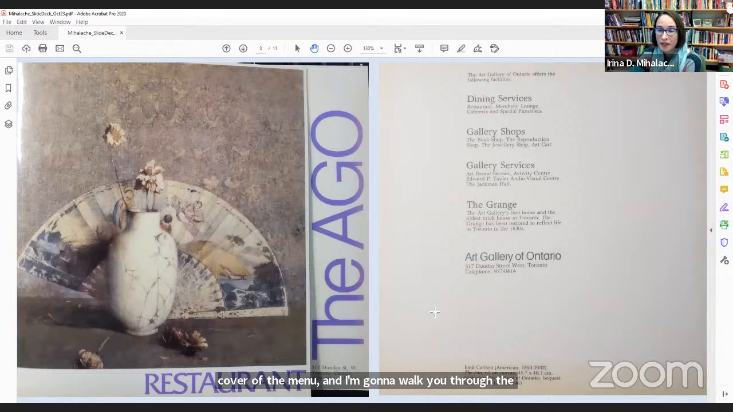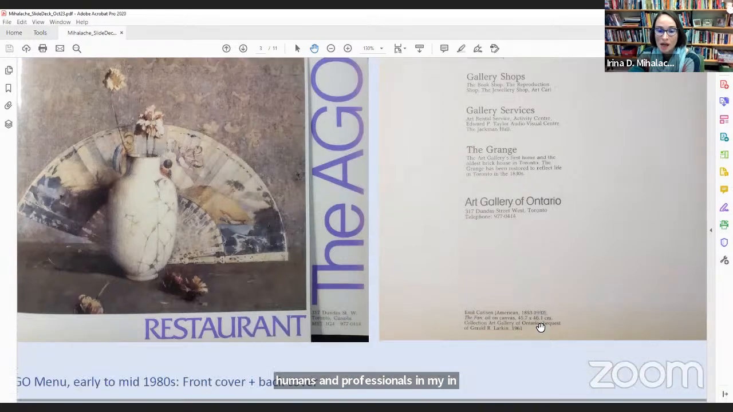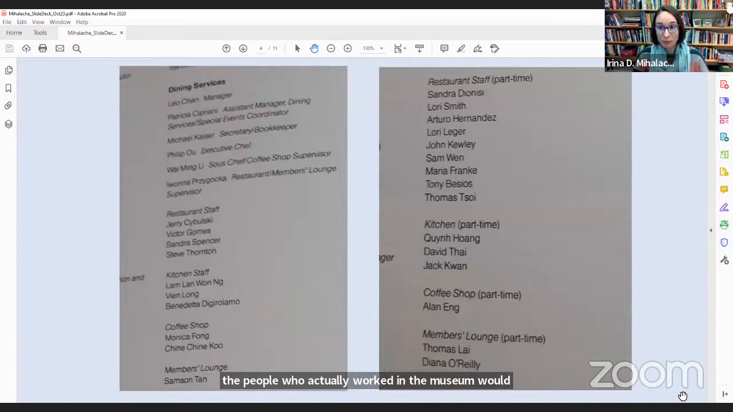But before I go there, as I said that I center humans and professionals in my research, I would like to introduce you here to the people who actually worked in the museum, who would have developed the menu, managed the restaurant, and also produced and served the food in 1984 and 1985. And I apologize if the image is a little bit blurry in some pockets. I wasn't able to return to take better pictures because the archives just recently reopened.